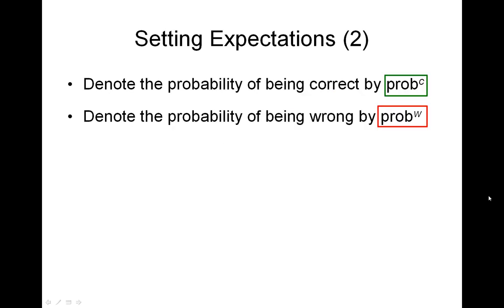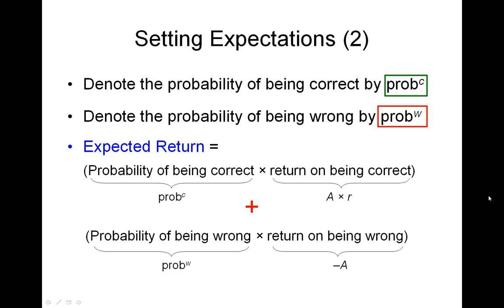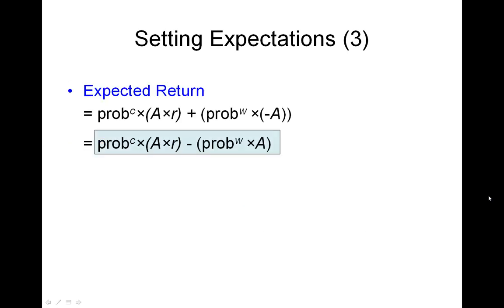Let's bring two more quantities in here. Let's denote the probability of being correct. And again, the probability is a number between 0 and 1. The probability of being correct is denoted by prob C, which is given in the green rectangle, and the probability of being wrong is given by prob W, which is in the red rectangle. The expected return is therefore given by the probability of being correct times the return on being correct, plus the probability of being wrong times the return of being wrong. And if we annotate these terms, it looks something like this.